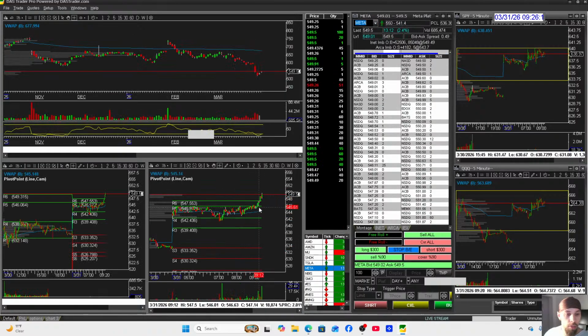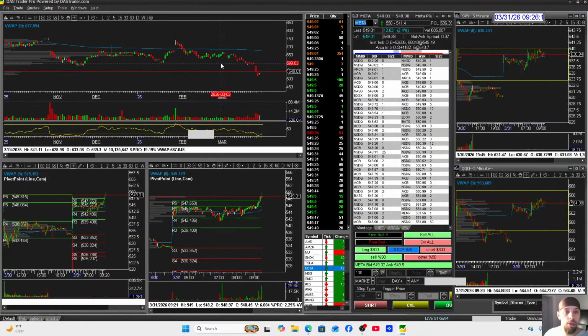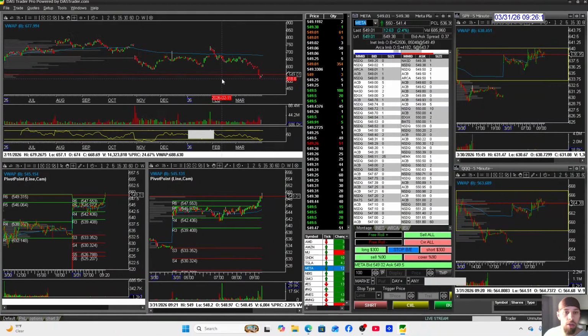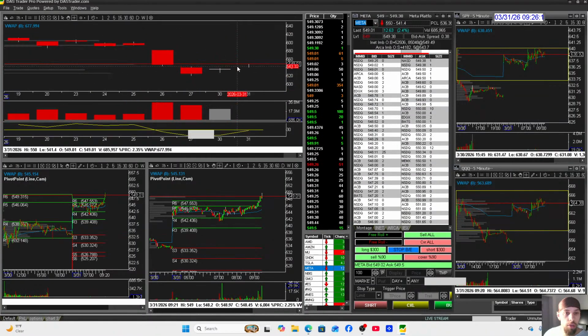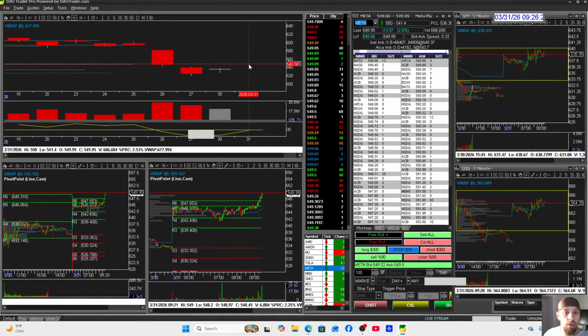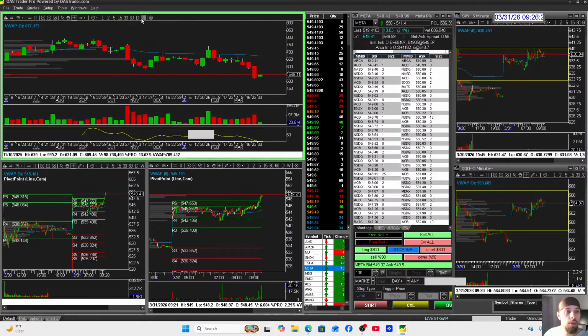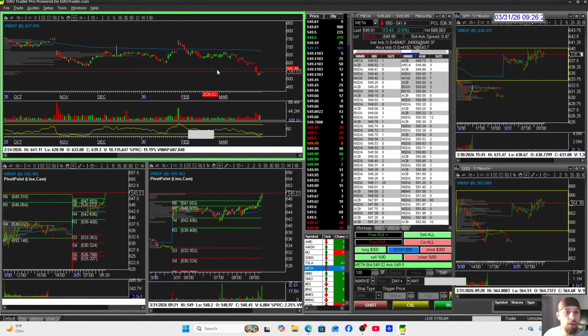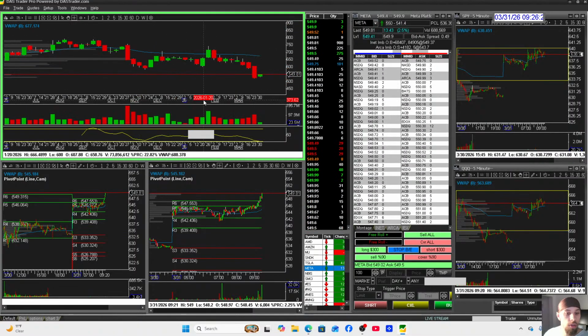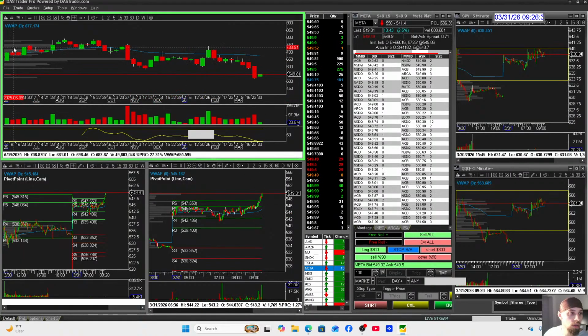Look at Meta. Meta's above R6 as well. Meta must have some news. It's gapping up. But it doesn't matter if it gaps up if people don't think it deserves that kind of value. So Meta's definitely interesting.